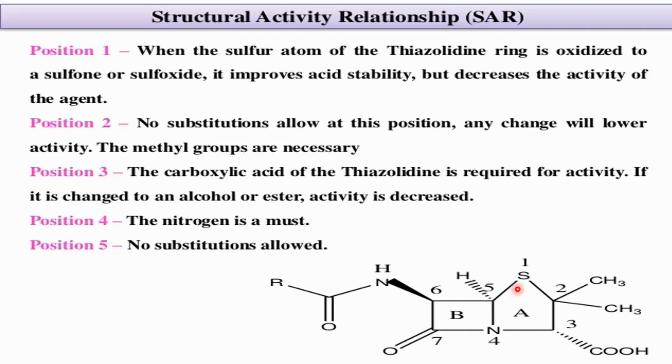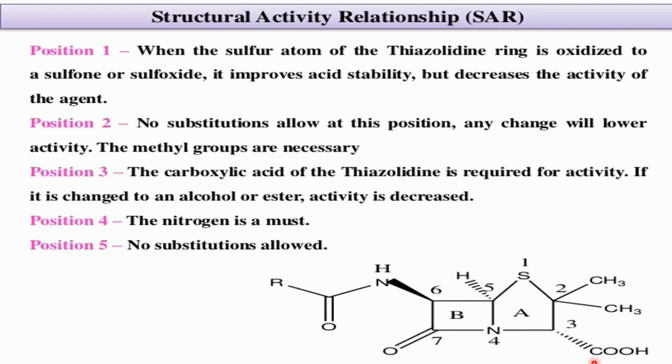At the second position, you can see the two methyl groups are present. These methyl groups are necessary for the biological activity. If there is any change or substitution on these methyl groups, then the biological, or antibiotic, activity will decrease. At the third position the carboxylic group is present. The carboxylic group is very necessary for the activity of the thiazolidine ring. If we change this carboxylic group into an alcohol or ester form, the antibiotic activity will decrease. So the presence of the free carboxylic group is very necessary for penicillin activity.